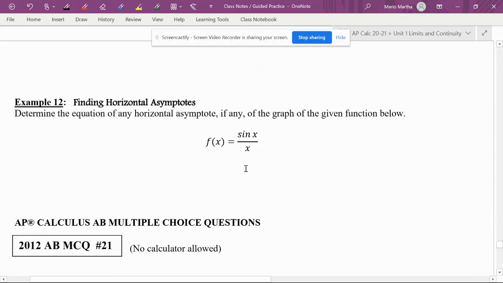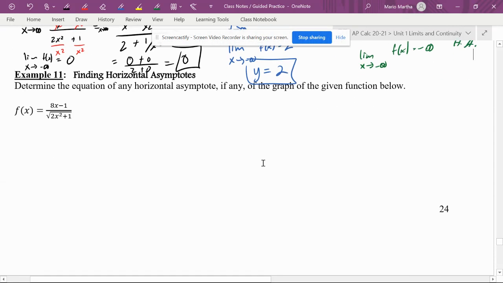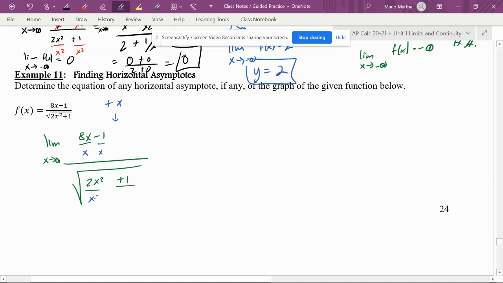And then we got a couple more. So finding horizontal asymptotes. So one more again. So we're looking for the limit as x approaches positive infinity of 8x minus 1 over the square root of 2x squared plus 1. And again, everything divided. So remember, if it's outside the square root, that would be x, right? So we're doing the positive x here. And then over x squared if it's inside the root.